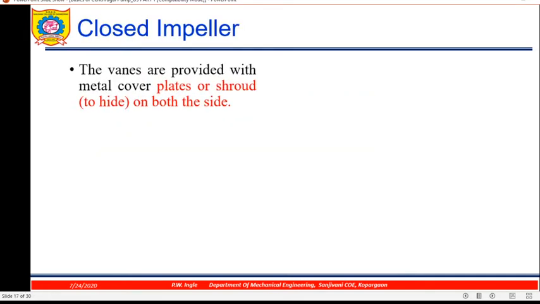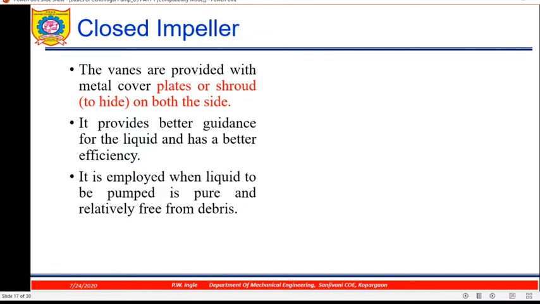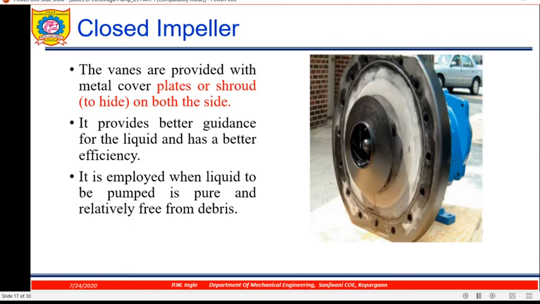Closed impeller. If you are using closed impeller in any centrifugal pump, then we can call it a closed centrifugal pump. Vanes are provided with metal cover plates or shroud on both sides. In short, the vanes are covered on both sides by plates. It provides better guidance for the liquid and has a better efficiency. It is employed when water to be pumped is pure and relatively free from debris.